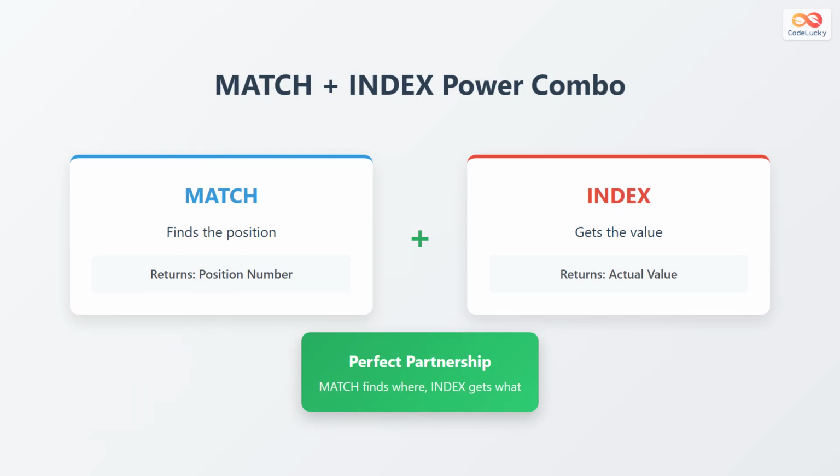The match function is often used in combination with the index function to perform advanced lookups. The match function finds the position of a value in a range and returns a position number. The index function uses that position number to get the actual value from another range. It's a perfect partnership where the match function finds where the value is, and the index function gets what that value is.